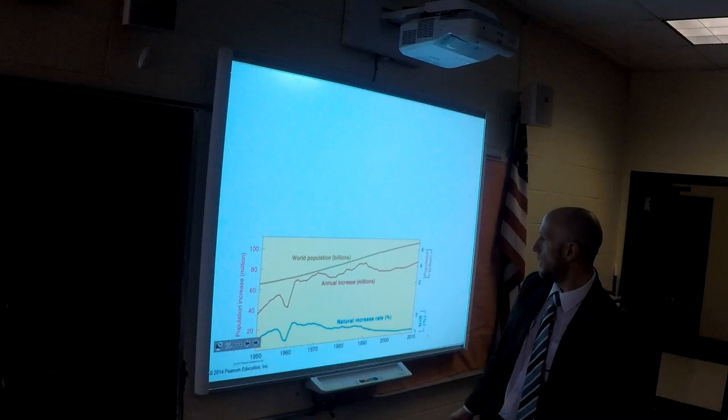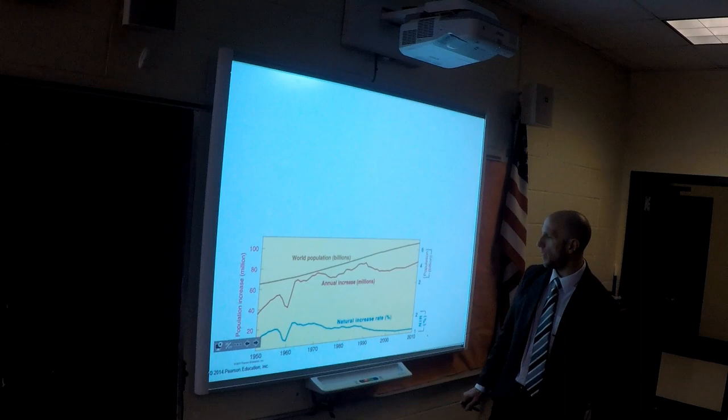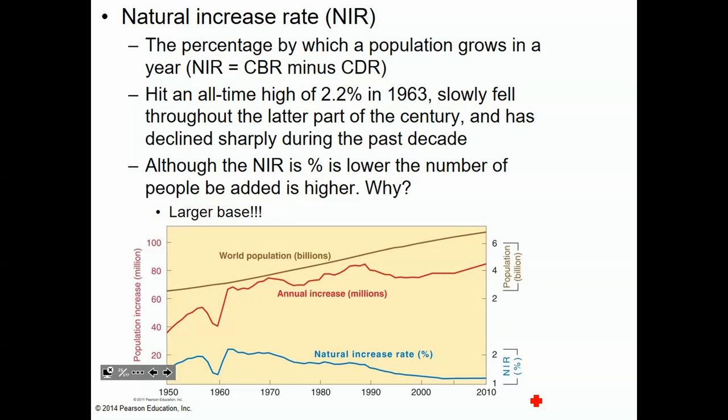This here is a chart that shows natural increase. So I'm not really sure the context there. We're going to skip that one for now. Oh, here we go. That makes sense. Natural increase rate is the percentage by which a population grows in a year, which is what we had just talked about. It's going to be the crude birth rate minus the crude death rate. The global natural increase rate is starting to go down. The trend is because of what we call demographic momentum. You can still see where more and more people are being added to the global population.